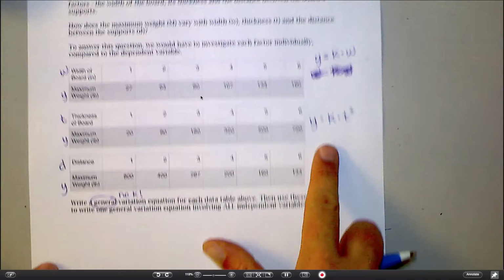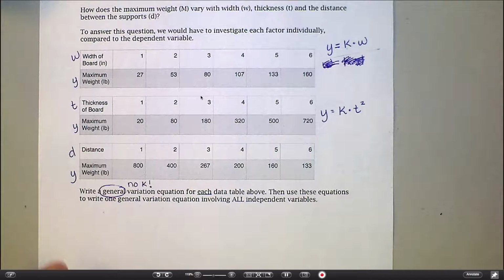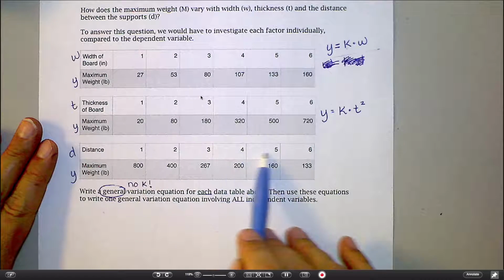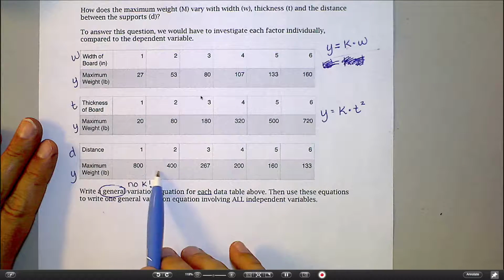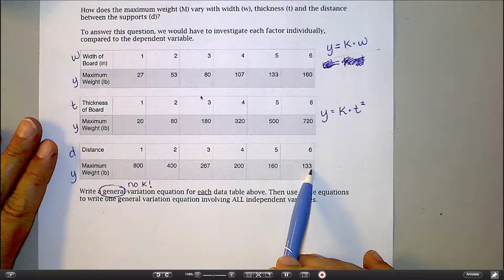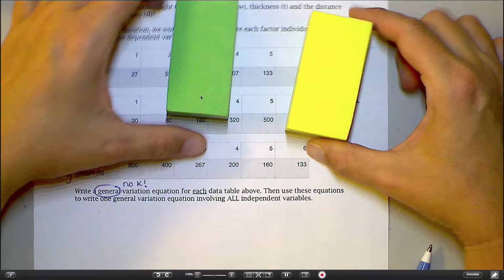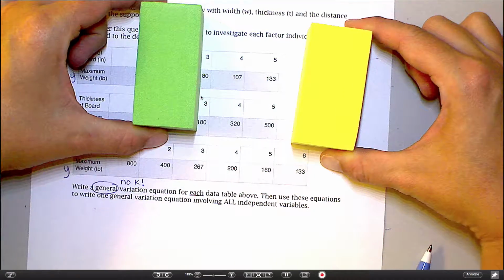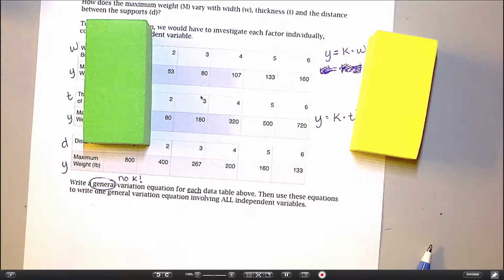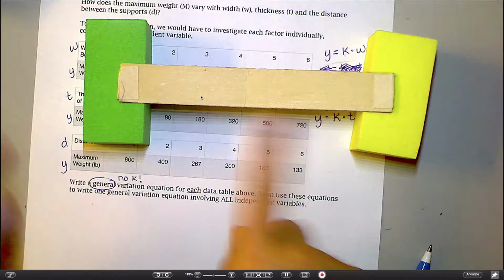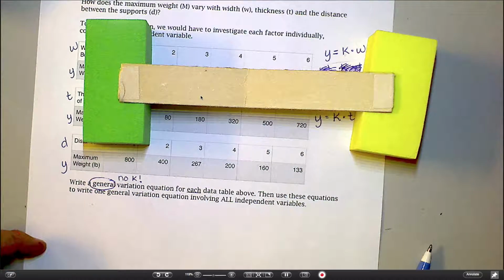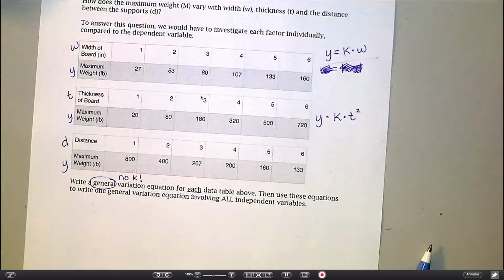Now when I go to do this third one, same thing, except this time I do notice that as my distance between the supports is getting bigger, the weight that I can hold is actually getting smaller. Hopefully that makes sense to you: if I am pulling these further and further apart, my board is going to be able to hold less and less weight.